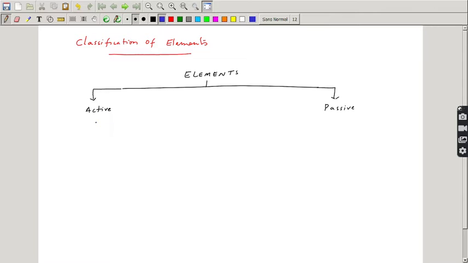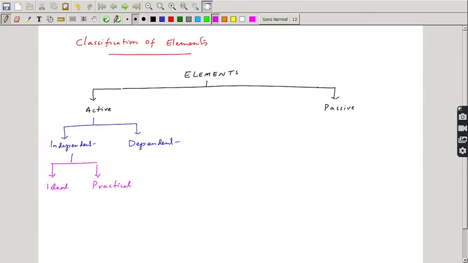And this active element is again classified into two types. One is independent element, second one is dependent element. After that, this independent element is again classified as ideal one, and the second one is practical one. Ideal one and practical one.